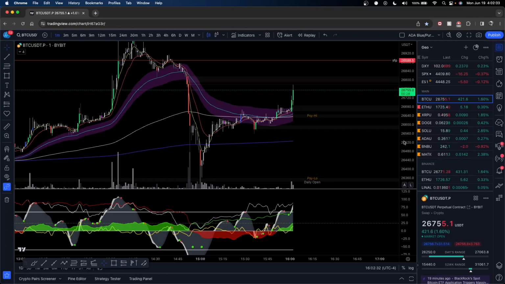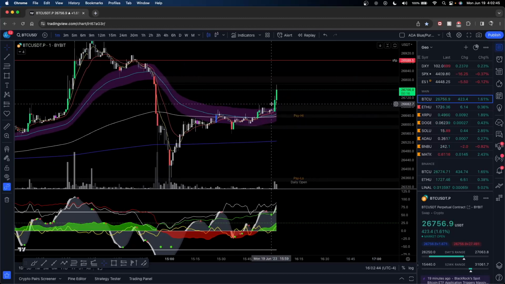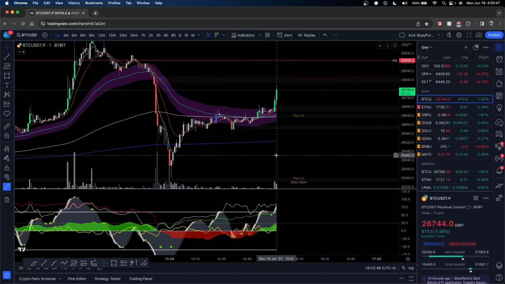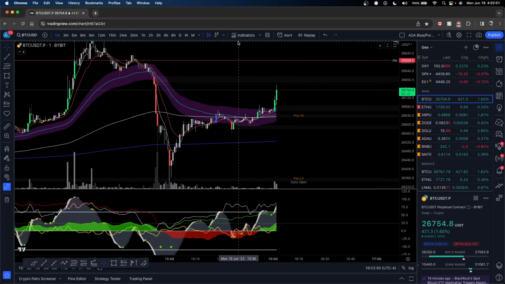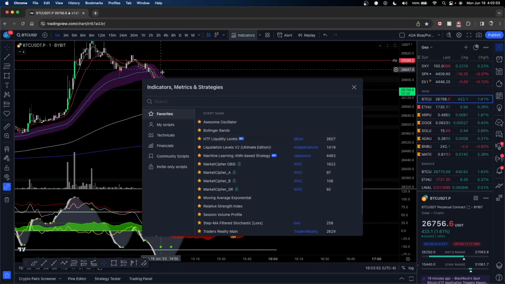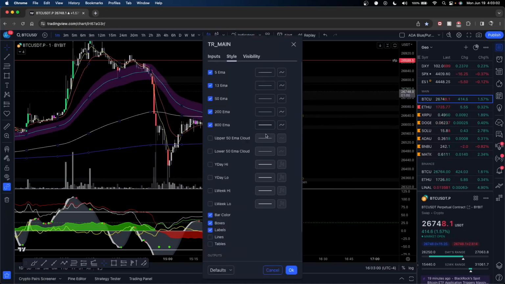Also, the indicator that I'm using, K3, by the way, I don't know how to say your name, man, I'm sorry. Otherwise, I would pronounce it properly. But the indicator I'm using is Traders Reality Main. If you come to indicators, that's this whole indicator. It comes with all the EMAs. I have a video on it as well, and it comes with the vector candles and whatever. If you just come to your indicators here and write Traders Reality, it'll be this one here, Traders Reality Main. And then it is the vector candle zones.